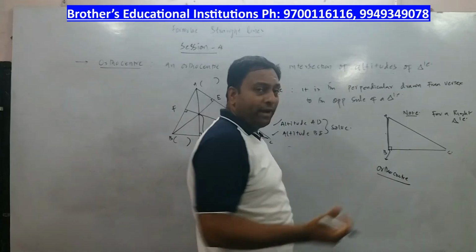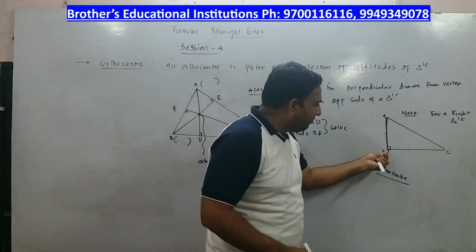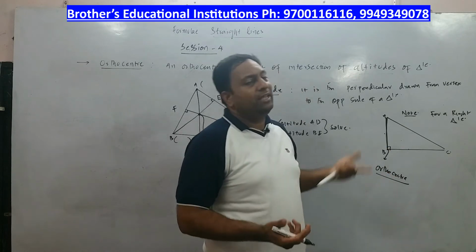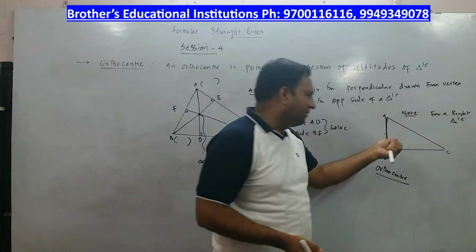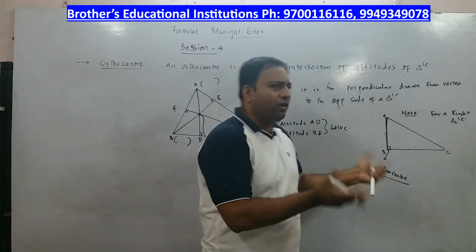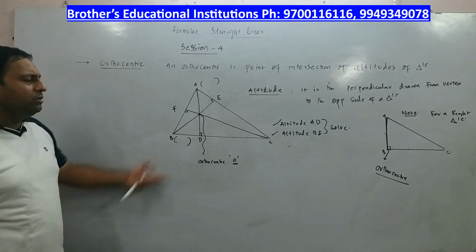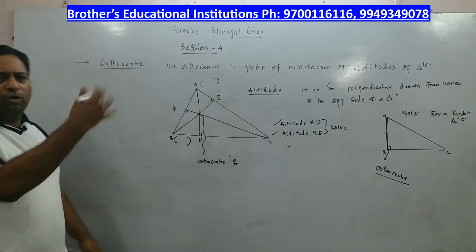So how do I define it? For a right angle triangle, the vertex where the angle is 90 degrees is the orthocenter. Straightforward question. Alright, so I am sure you have understood. You may pause the video, copy this and write that note, and then we'll go for the next concept.